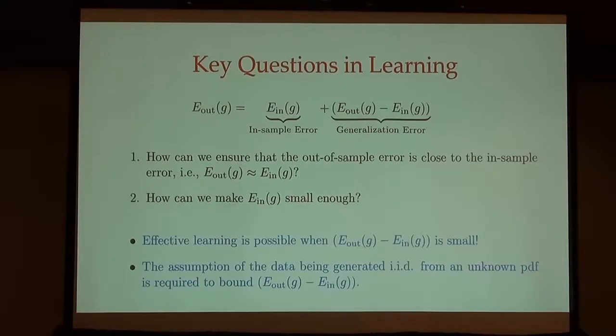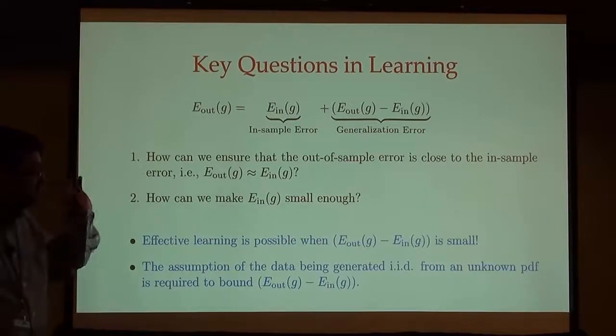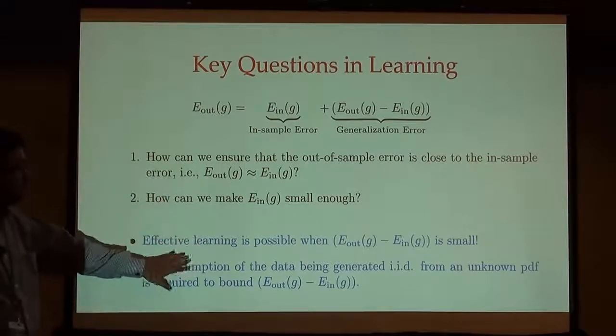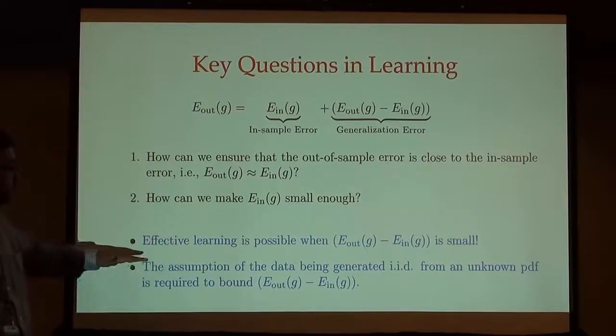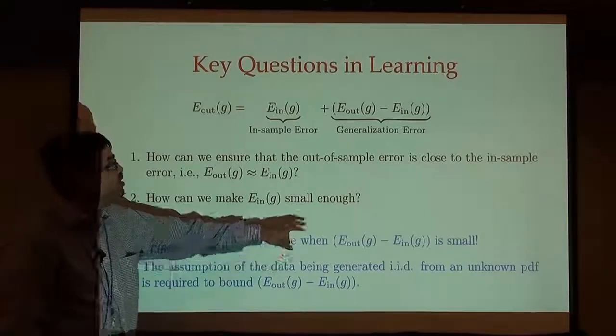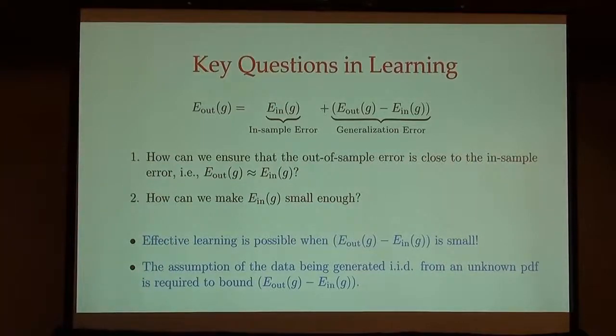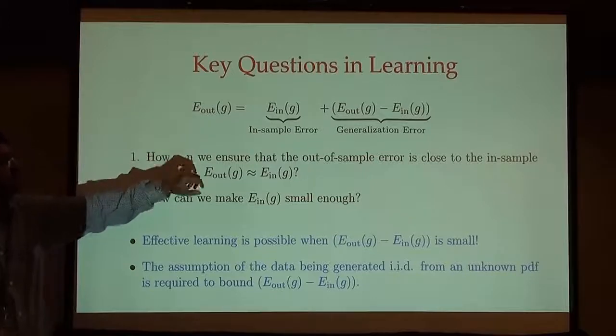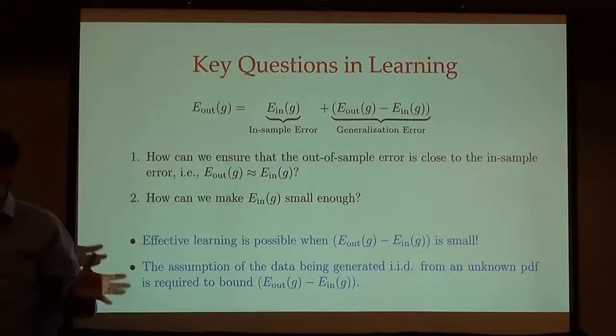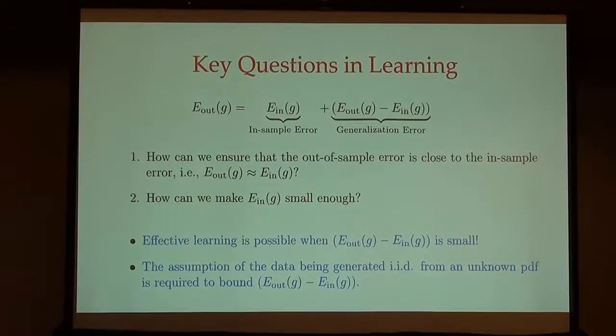Okay. So now I will go back to the traditional way of thinking, which says, or this is essentially true: effective learning is possible when this is small and this is small. Both of them are small. That is when effective learning is possible. Because that basically means E out G is small, and E in G is also small, so the sum will also be small. Okay? So that is the ideal case. If you can do that, you are very good.